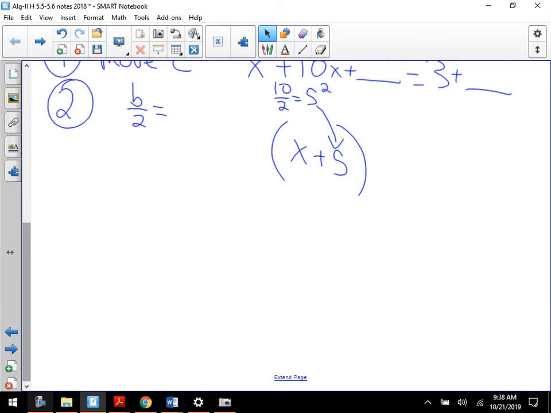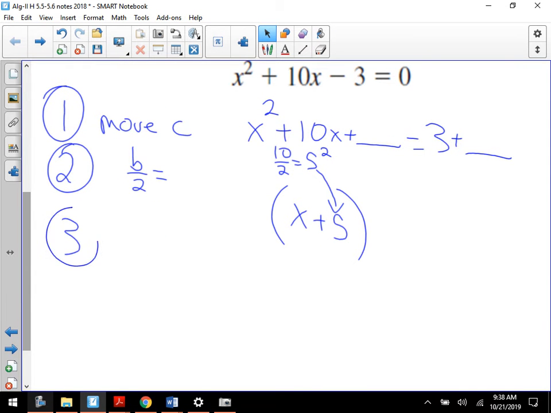Move this up a bit here, sorry. Third, square that. I'm going to square it, and I'm going to add it to both sides.